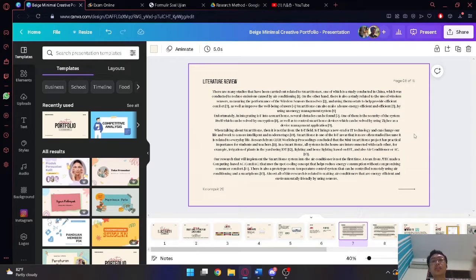Here is the literature review. We found that there are many studies related to smart homes. Some of them were done in China, conducted to reduce emissions caused by air conditioners, similar to ours. We took some parts of their research to complete ours, and you can read the rest in the PowerPoint below.